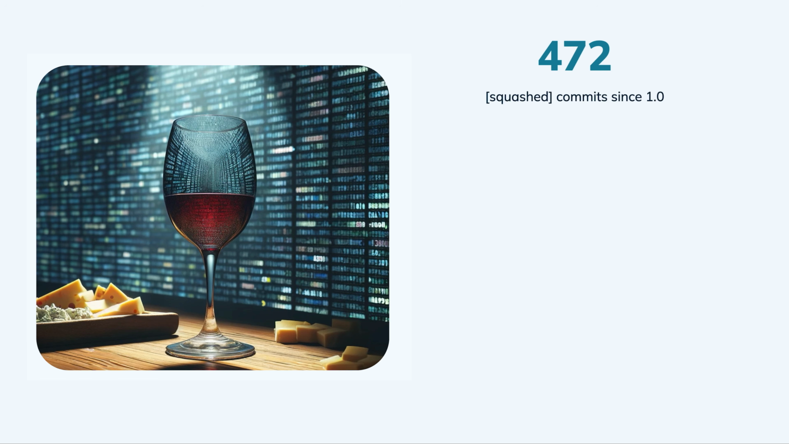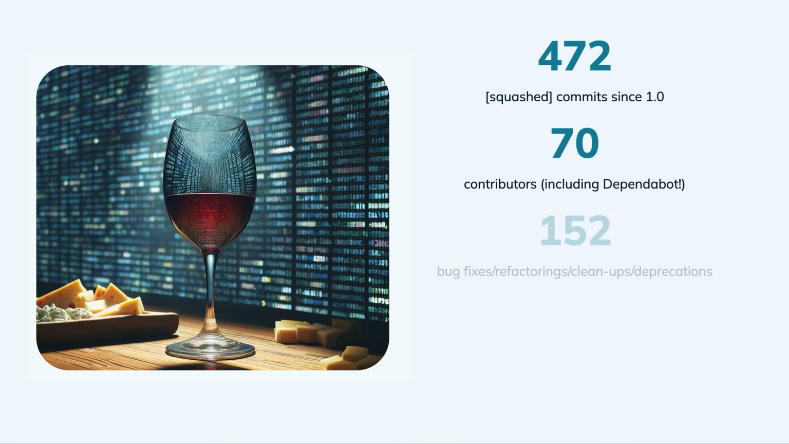Now, some fun numbers. Pinot 1.1 had 472 commits, squashed commits, of course, since release 1.0. There were 70 individual committers, including Dependabot. Dependabot needs to be recognized too. 152 bug fixes, that includes refactorings and cleanups and deprecations, and 166 new features. That's counted by pull requests closed. So a lot of work went into this for being just a minor release.